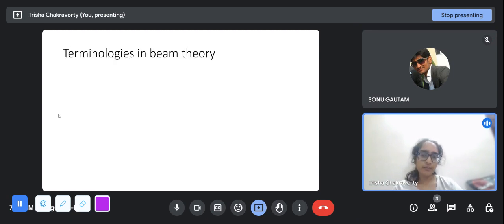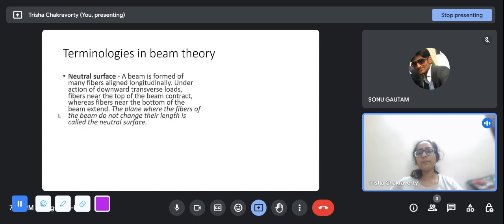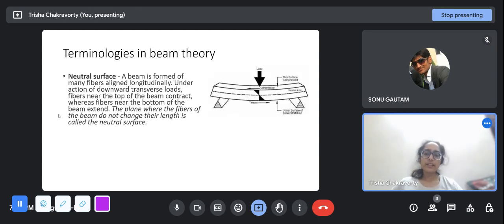There are some common terminologies in beam theory that we covered in the last class, but just to briefly mention, because they repeat here as well. There's a neutral surface in a beam. That is, a beam is formed of many fibers aligned longitudinally, like this. Longitudinal means along the axis of the beam, under the action of downwards or upwards transverse loads. Basically, transverse loads are the ones we expect a beam to have. So under the action of downwards transverse load, the fibers near the top contract, that is, they become smaller, and the ones near the bottom become longer, they extend.